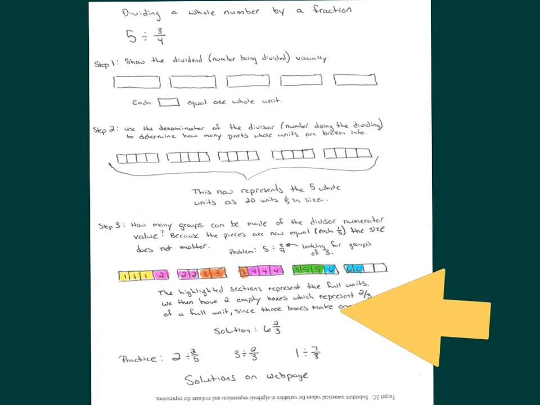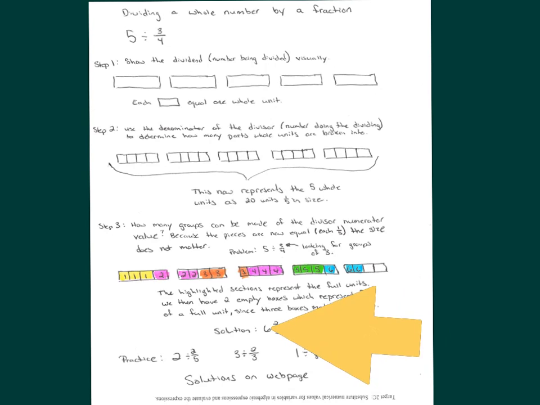So now I end up with this idea that 3/4 will go into 5 whole boxes evenly 6 times, with 2/3 remaining. Down here I have 3 practice problems that you can try. Again, the answers are at the end of this slideshow.